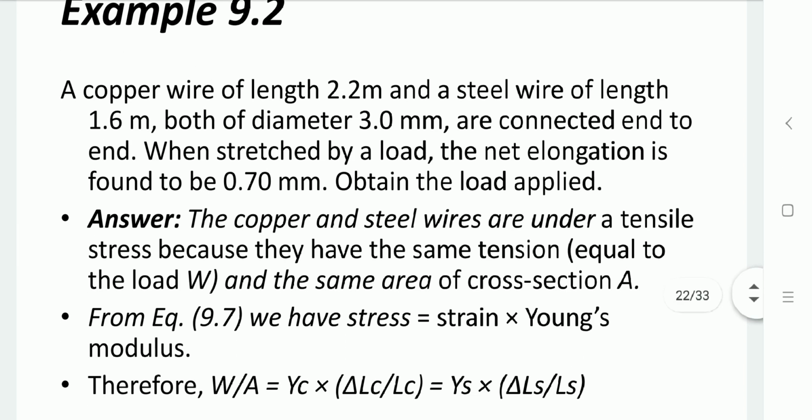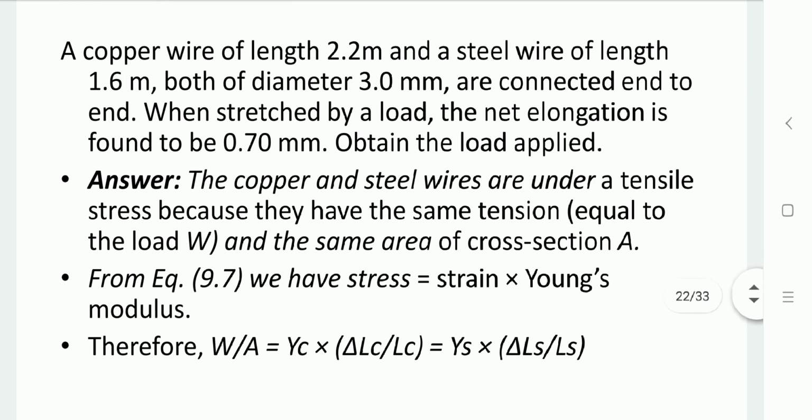So here, copper and steel wires over which the tensile stress is applied, because they both have the same tensile force equal to the load, onto the same cross-sectional area as given in the example. So we have the equation Young's modulus equal to stress by strain. We need to calculate stress. So stress equal to strain into Young's modulus.